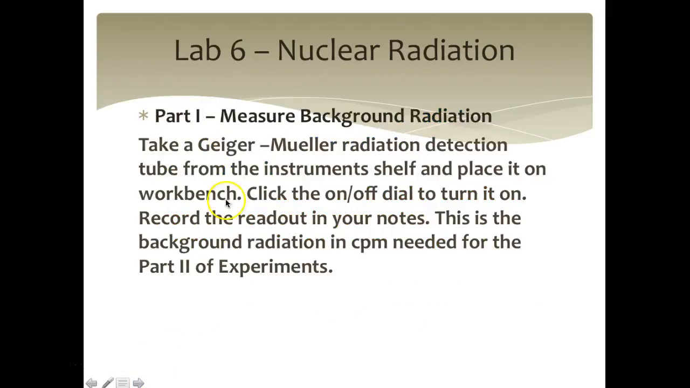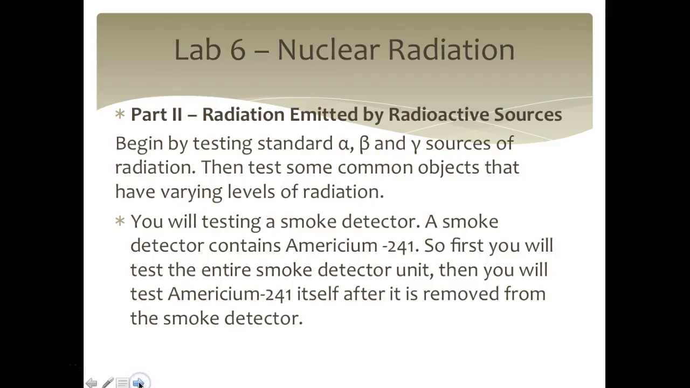So the first part, as I said, is taking a Geiger-Müller counter from the instrument shelf, placing it on your workbench, turning it on, and then recording the background radiation in CPM. All right. And once you have that background radiation, you move on to the second part of the experiment, where you are testing first an alpha source, a beta source, a gamma source, and then some common everyday objects like a smoke detector.